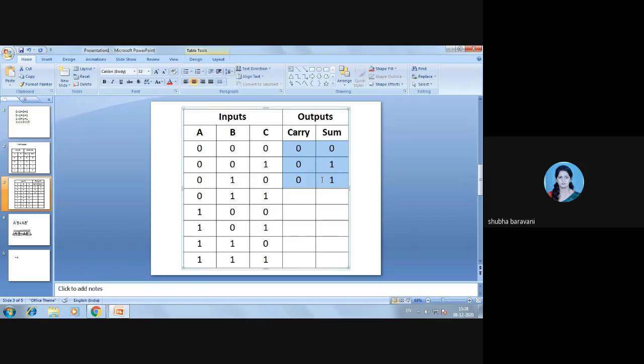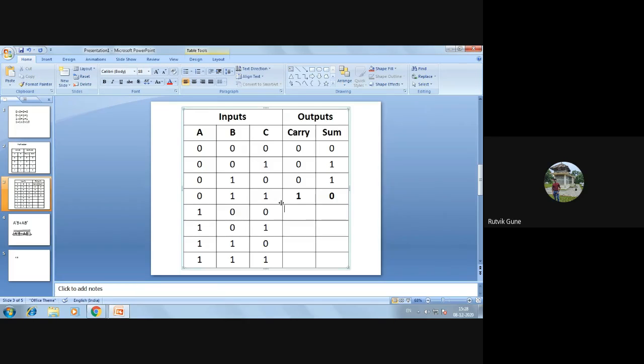Next one. 0 plus 1 is what? 1. 0 plus 1 is 1. What is 1 plus 1? 2. Correct? 1 plus 1 is 2. It means I have 1 carry. How do you represent 2? 1 0. 1 0. See? Did you understand this?